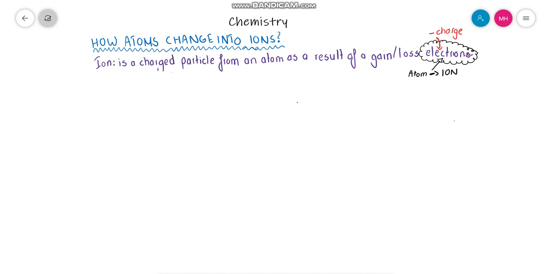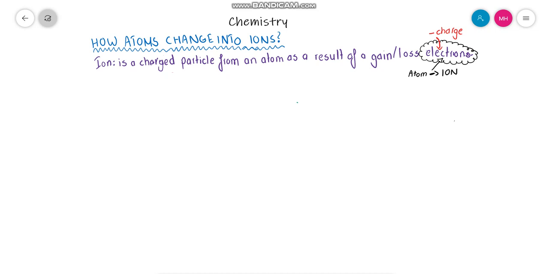So in this video I'm going to be talking about how atoms change into ions. We've touched upon what an atom is, and I got the definition wrong last time, so we'll just reread that. An ion is a charged particle from an atom which became a charged particle as a result of a gain or loss of electrons.